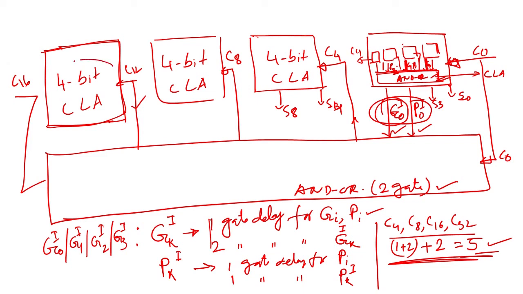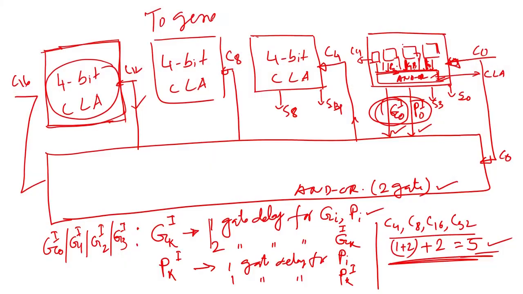So, within this block, listen carefully, after putting C12, it will take 2 more gate delays to generate C13, C14, C15, even C16. C16 is already generated, the output is already generated, okay, 5 gate delays.